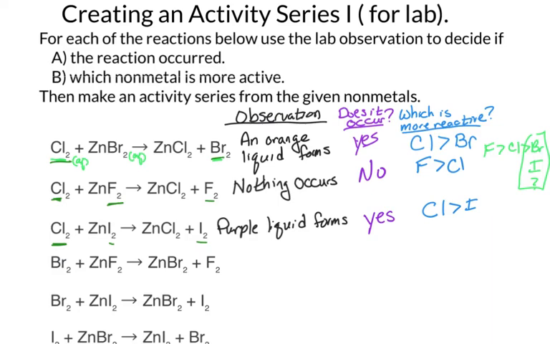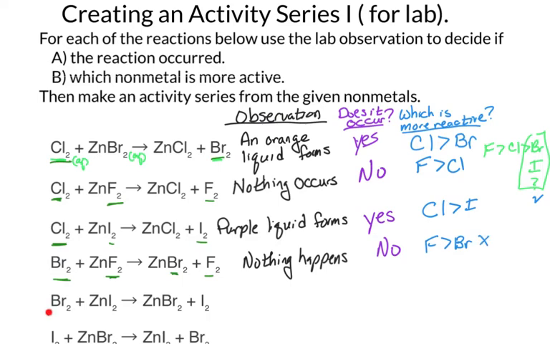The next one is going to have bromine and zinc fluoride making zinc bromide and fluorine. And that reaction does not occur. So we know that fluorine is above bromine. Well, that's no surprise. We already saw that because we had fluorine above chlorine above bromine. So that one didn't really add any information to our test. But we'll go on to the next one.